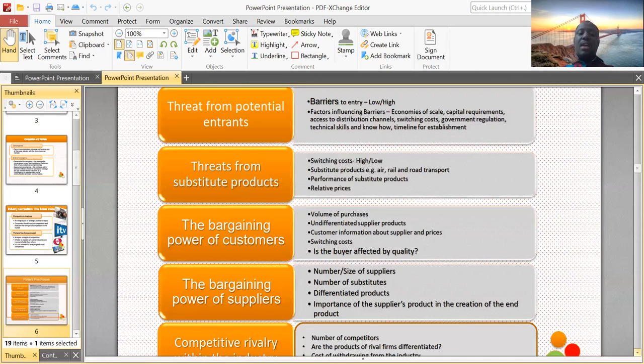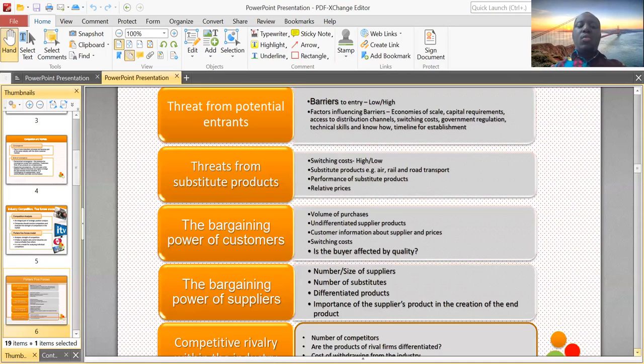The third point is what I call the bargaining power of customers. If a customer has a lot of bargaining power, then what it means is that he can easily move. He calls the shots. So he can easily move from one organization, one company, to another. So things that influence the bargaining power of customers are the volume of purchases, undifferentiated supplier products, and customer information about suppliers and prices. If the customer has a lot of information about suppliers and prices, that increases their bargaining power. Then switching costs as well.